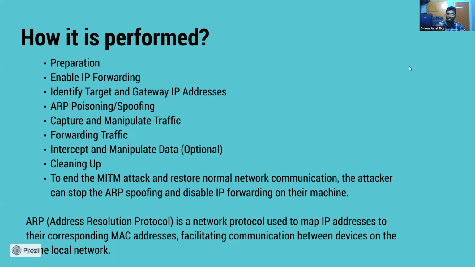We are poisoning the given gateway IP address as well as the target IP address, and capturing and manipulating the traffic. Yes, we have to manipulate the traffic, right? That is how we can create a good attack. And forwarding the traffic: we receive the packets from the client system, and we have to forward them to the server and maintain a good connection so that there will be no doubt spawned over there, right? And intercept and manipulate is our optional thing.